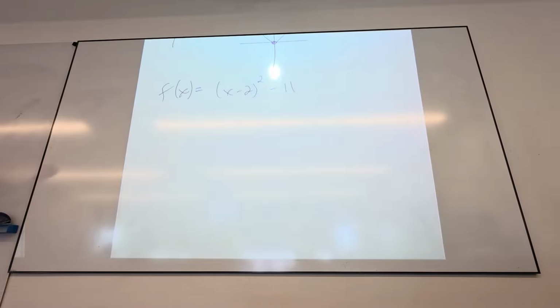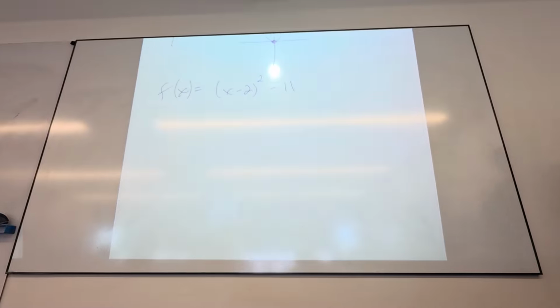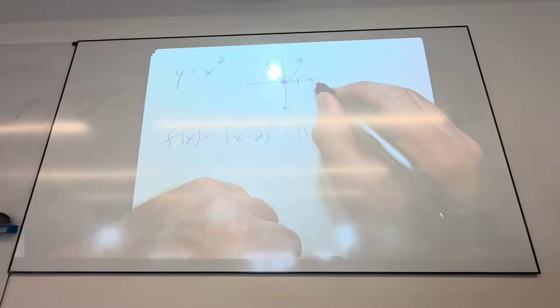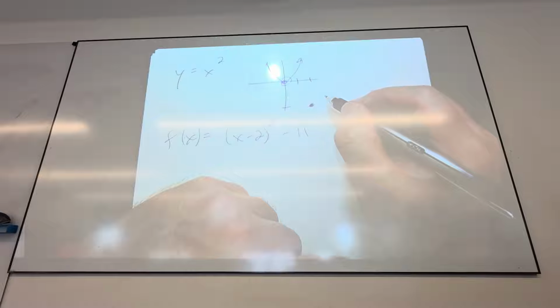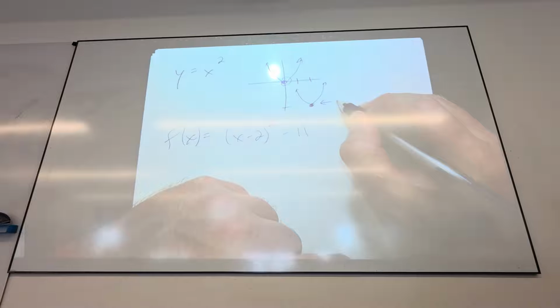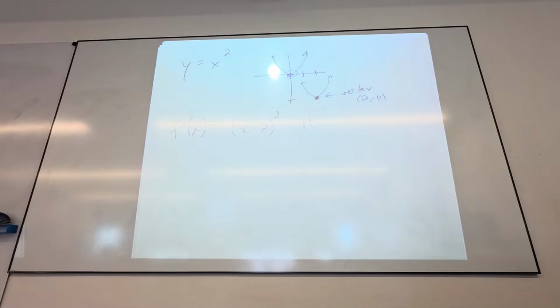2, negative 11. Can you see it? All right, I really need you to see that. It comes straight from transformations. It just goes right 2, down 11. So if it started at 0, 0, it's now at 2, negative 11. So if I took this point and I moved it right 2 and then down 11, yes? And then everything else just kind of comes with it. Obviously now the vertex is at 2, negative 11. I just followed where it took it. That's almost too good to believe.